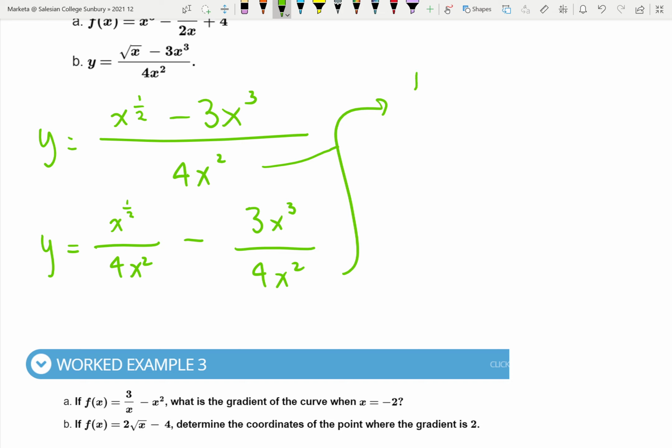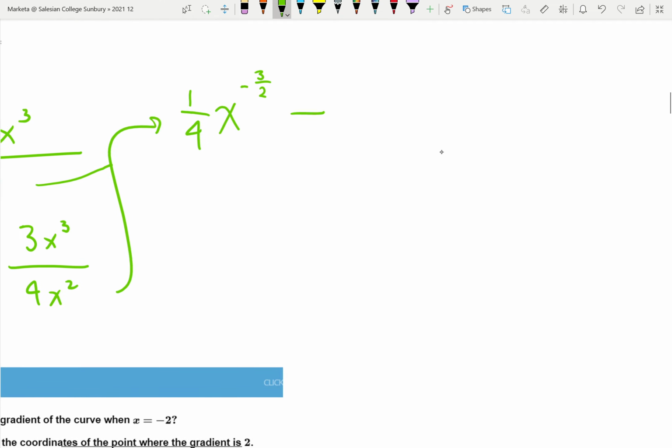So it's 1/4 x to the power of half minus 2. So remember, if it's a division of indices, we subtract. And 2 is 4 over 2. 1 minus 4 is -3. And then 3 minus 2 is 1, so that's a bit of a boring one.